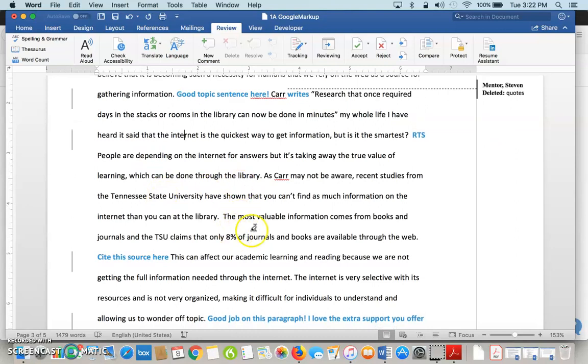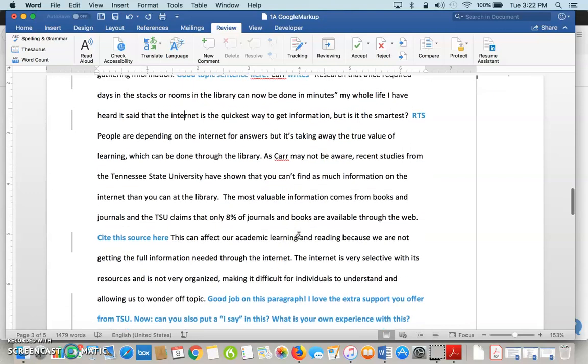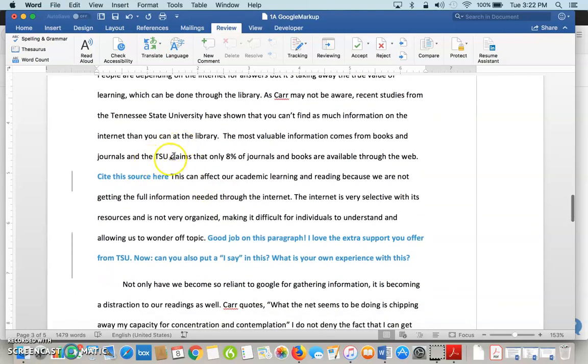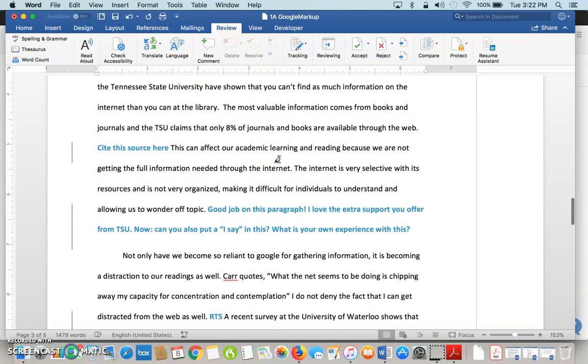Here we have this one line that's okay to quote. Now it can be done in minutes. And then this person says, is it the smartest way to go, library or to go Google? And they use the Tennessee State University example to say from the internet that it's better to go to the library, and that most journals and books aren't on the internet. So cite your source when you do that. Well, again, we'll see how to do that with Curious Researcher.